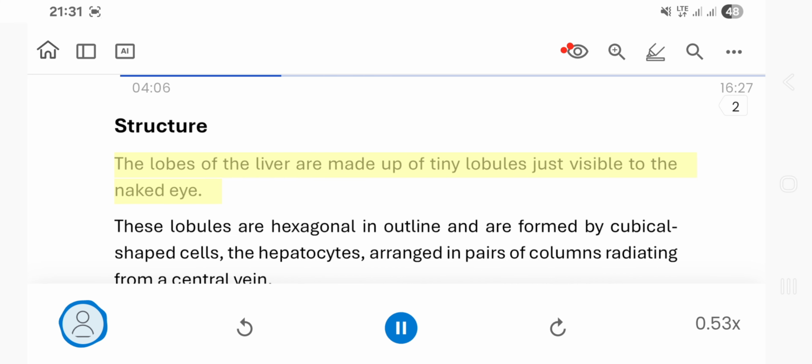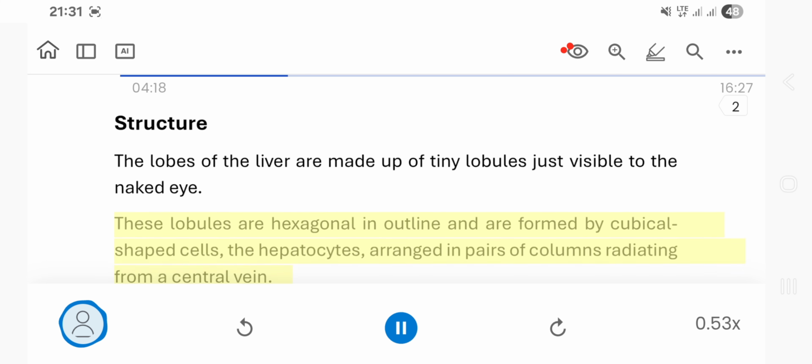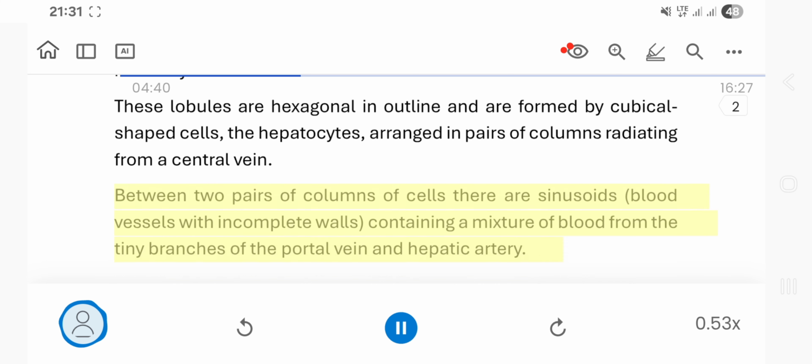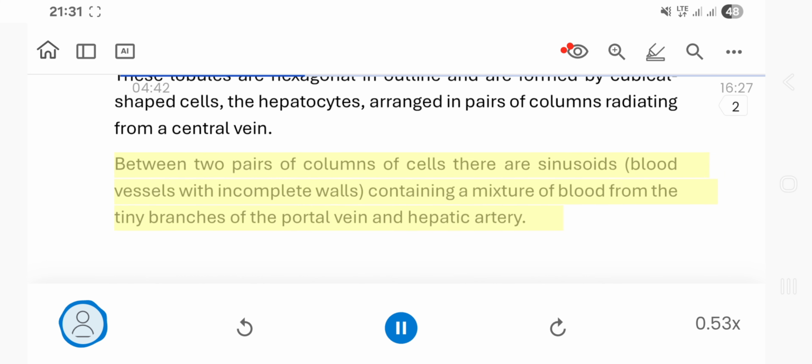Structure. The lobes of the liver are made up of tiny lobules just visible to the naked eye. These lobules are hexagonal in outline and are formed by cubicle-shaped cells, the hepatocytes, arranged in pairs of columns radiating from a central vein. Between 2 pairs of columns of cells there are sinusoids containing a mixture of blood from the tiny branches of the portal vein and hepatic artery.